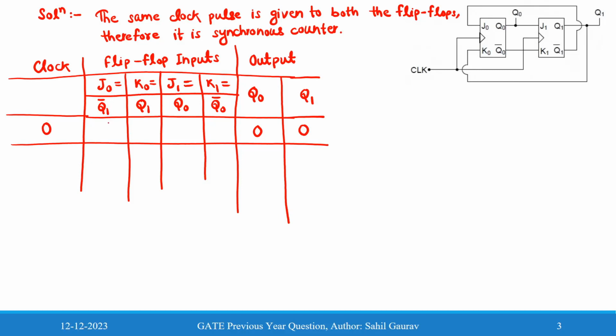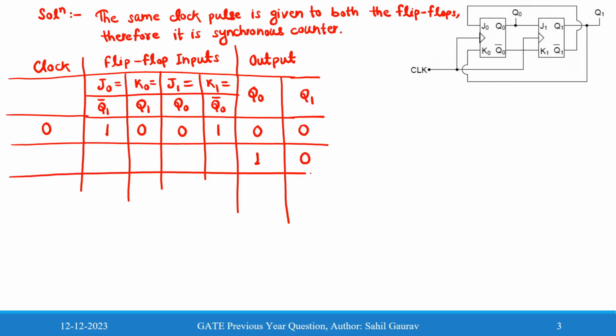So J0 is Q1 bar, that is 1, and Q1 is 0, Q0 is 0, Q0 bar is 1. So if the flip-flop inputs are J equal to 1 and K0 is equal to 0, then the flip-flop output will be in set condition. So the flip-flop output will be 1, and for the second flip-flop, if J1 is 0 and K1 is 1, then the output will be reset condition, that is 0.